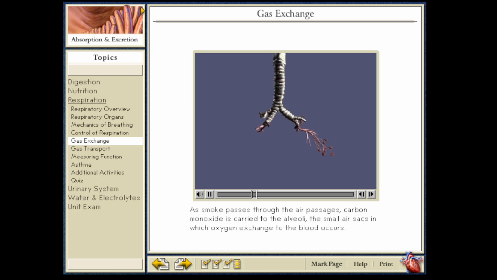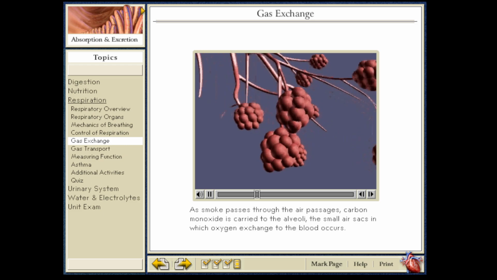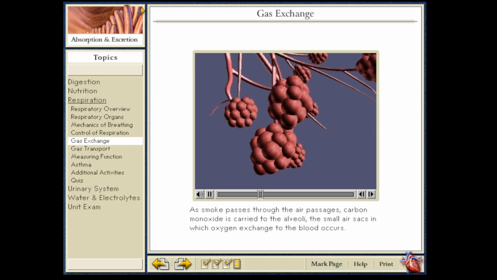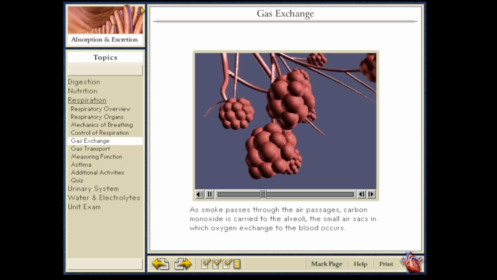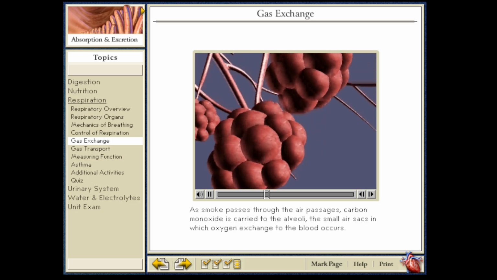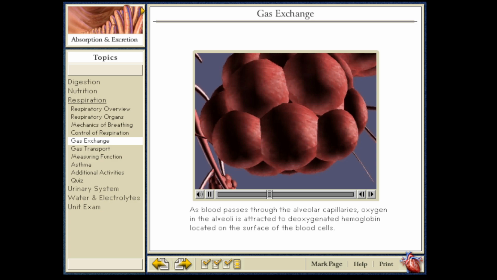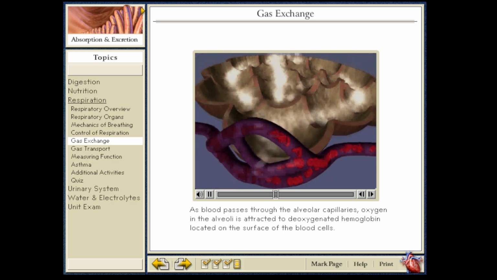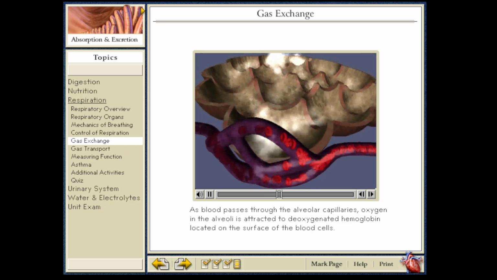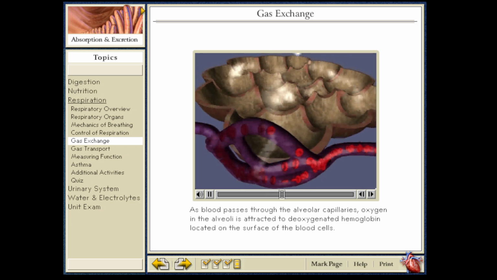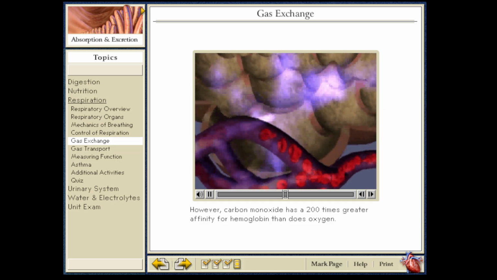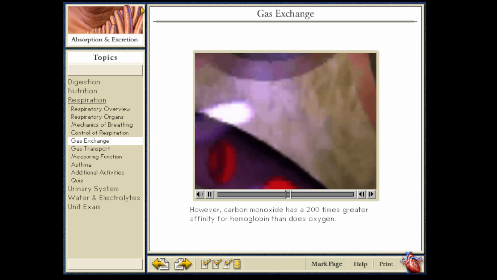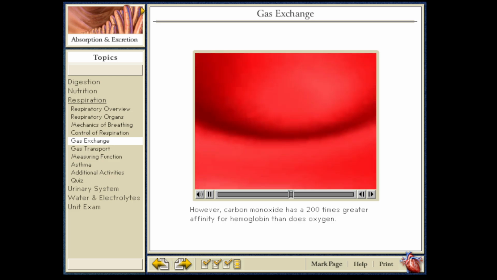As smoke passes through the air passages, carbon monoxide is carried to the alveoli, the small air sacs in which oxygen exchange to the blood occurs. As blood passes through the alveolar capillaries, oxygen in the alveoli is attracted to deoxygenated hemoglobin located on the surface of the blood cells. However, carbon monoxide has a 200 times greater affinity for hemoglobin than does oxygen.